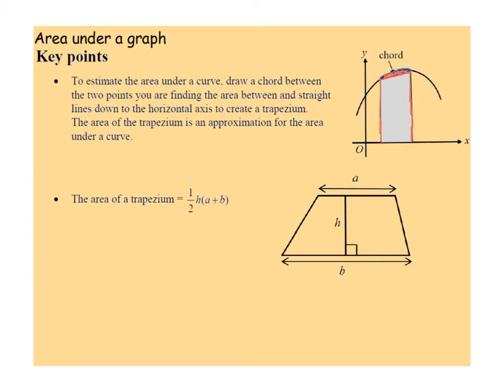And then the second key point here is that we know what the area of a trapezium is. The area of a trapezium is half the sum of the parallel sides, so this side and this side, added together and halved, which would effectively get you the average length of the parallel sides multiplied by the distance between them, which we'll call h for height. So using those two things, we can get an estimate for the area between a curve and the x-axis.